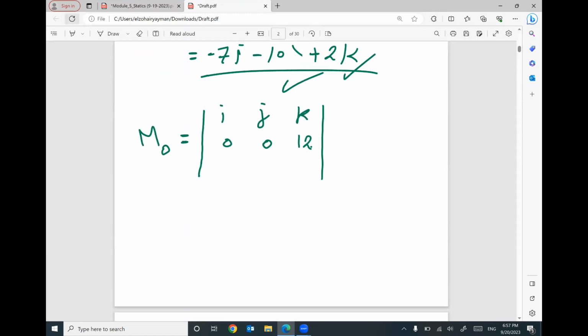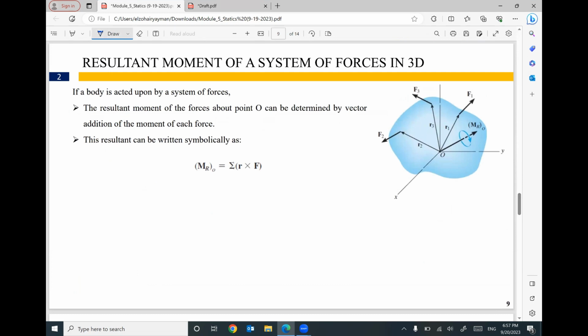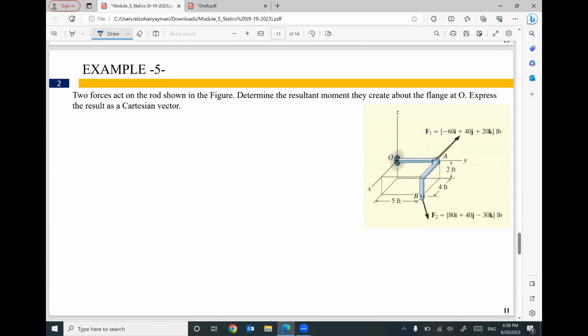Does that make sense? Okay. If you have many forces, F1, F2, F3, F4, F5 in 3D, and we are looking to get the resultant moment of these forces about point O, we have to do what we did for each one. So for example, I will work with F1 and R1 to get the moment, and then F2 and R2 to get the moment, and F3 and R3 to get the moment, and add them together. Does that make sense? Let's do one more example and that's it for today.